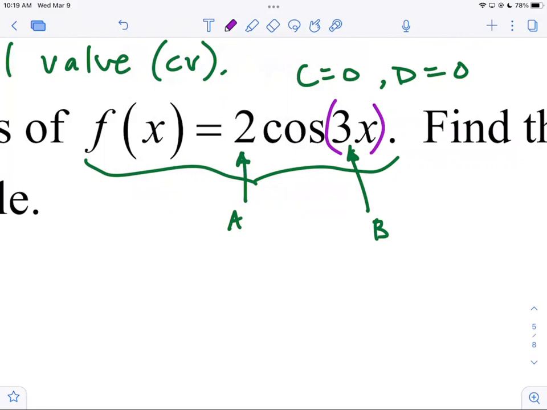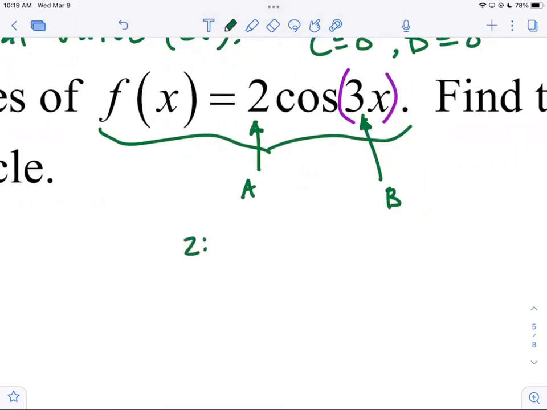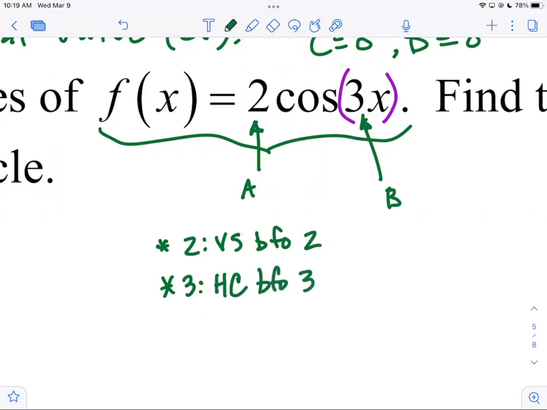Let's describe what each of these does in general. What does the 2 do? It's a vertical stretch by a factor of 2. We've taken the graph, whatever it is, and stretched it vertically by a factor of 2. And what would the 3 do? It would be a horizontal compression by a factor of 3. That's the description we wrote back in the day with any plain old function.